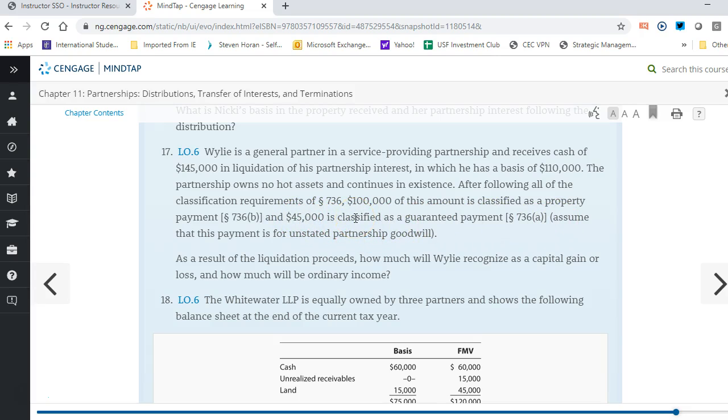If you can recall from previous chapters, in Chapter 10 we talked about this. When a partner receives a guaranteed payment, that's like just receiving wages. So that $45,000 is ordinary income, just like a W-2 type of wage. He would pay his marginal tax rate, most likely something above 20% on that. So that's $45,000 ordinary income and a $10,000 capital loss. Okay, so that's how that works.